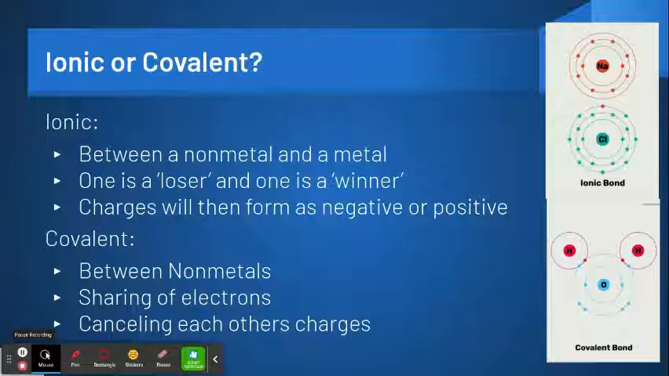Another thing people get confused on is ionic or covalent bonds. An ionic bond is between a nonmetal and a metal, where a transfer of electrons happens. So one becomes a loser, losing some of its electrons, and one becomes a winner, gaining an electron. So the charges will be formed as the one that loses will become positive and the one that gains becomes negative. Covalent bonds are between two nonmetals. They usually share their electrons equally, canceling each other's charges.